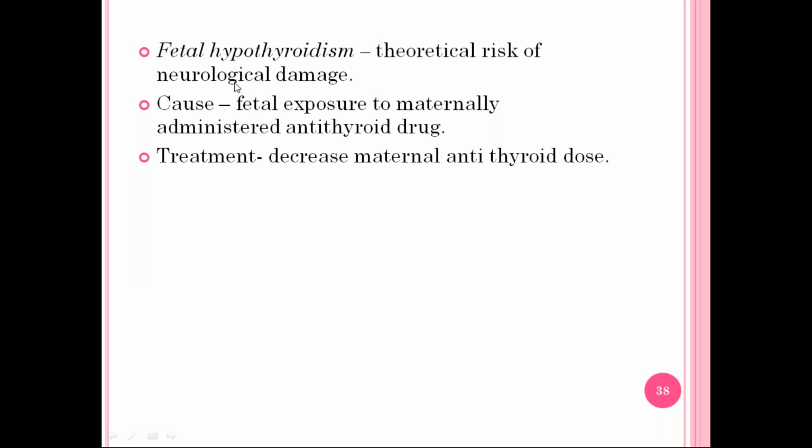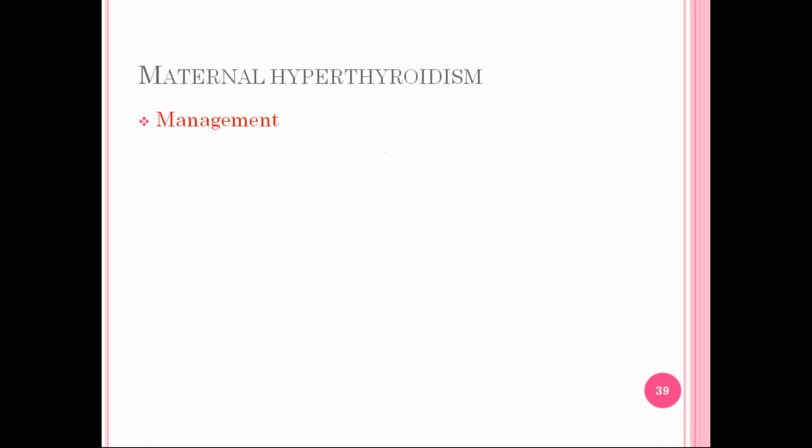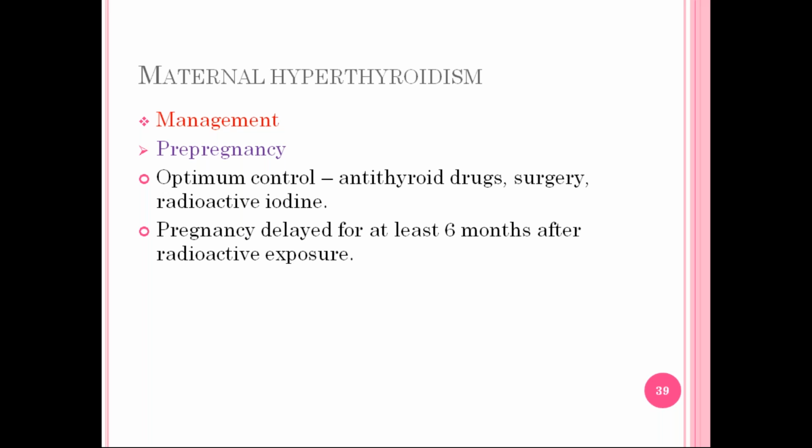So fetal hypothyroidism will have neurological damage, and there is fetal exposure to maternally administered antithyroid drug. Treatment is decreased maternal antithyroid dose. When too much antithyroid dose is given, the fetus can land up in hypothyroidism, and the mother can also land up in hyperthyroidism. So how do you manage? The optimum control is by drugs, surgery or radioactive iodine. Pregnancy is delayed for at least 6 months after radioactive exposure. So when the mother is exposed to radioactive iodine, she has to delay her pregnancy for at least 6 months because she can land up in hypothyroidism.